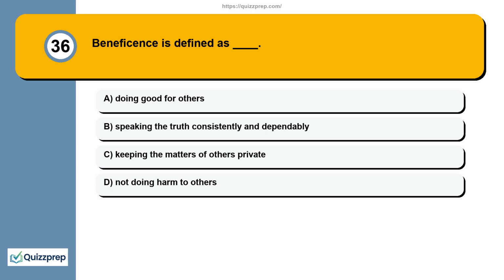Question 36. Beneficence is defined as ______, doing good for others, speaking the truth consistently and dependably, keeping the matters of others private, not doing harm to others.